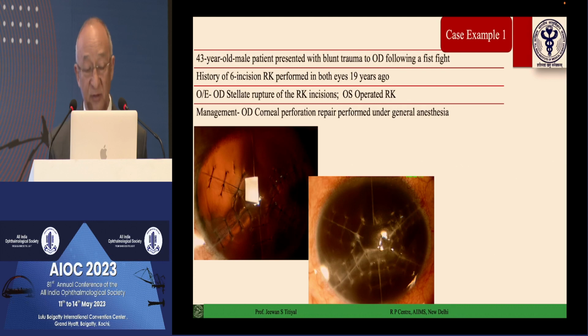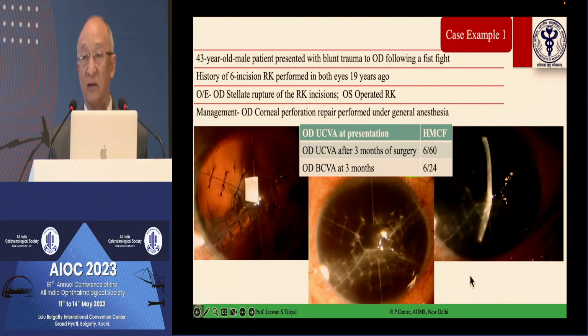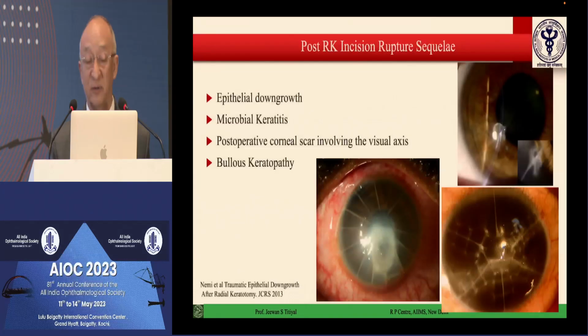Now, this is the patient a few months after repair. And subsequently, you can see the scar is also going up to the depth. In such cases, despite having a vision of 6/60 in this particular eye, the patient is not actually seeing well. So these patients may require a subsequent keratoplasty to rehabilitate them also.